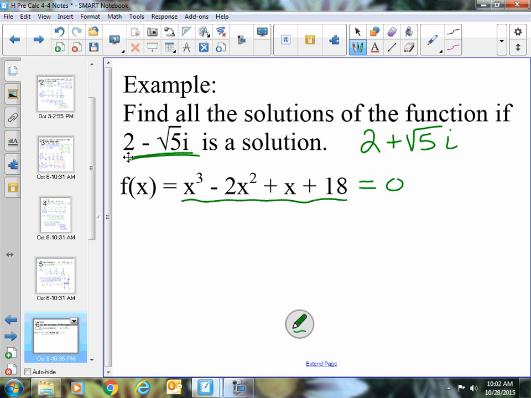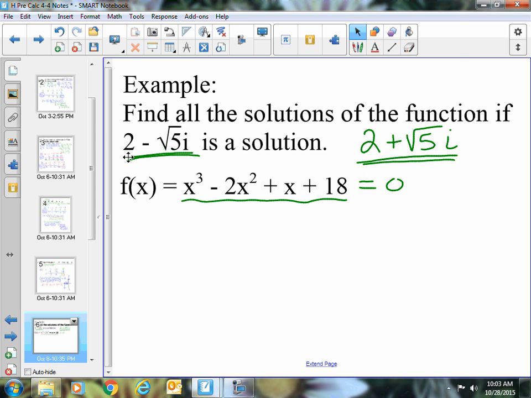So when you look at the other 0, it's going to have to be the conjugate, 2 plus square root of 5i, because imaginaries can never come one at a time. They're always conjugate pairs. So that's awesome. Now I have 2 solutions instead of just 1. I only have 1 left. And what kind of solution does it have to be?